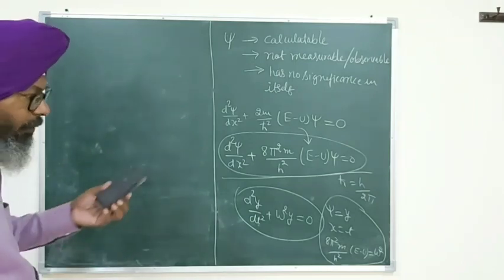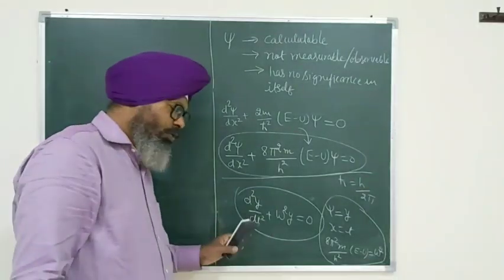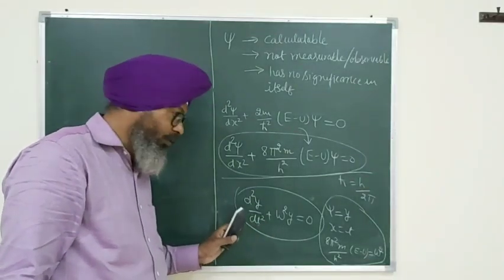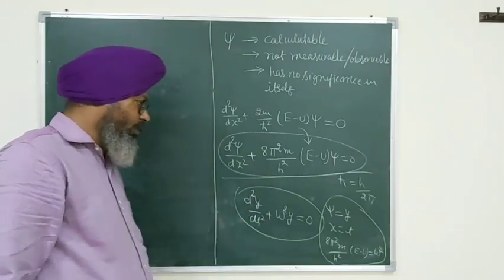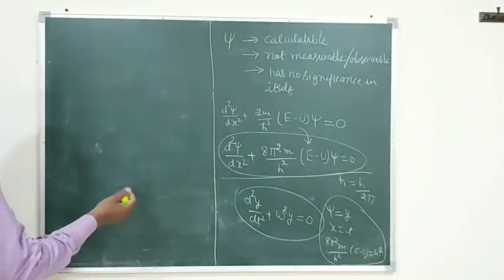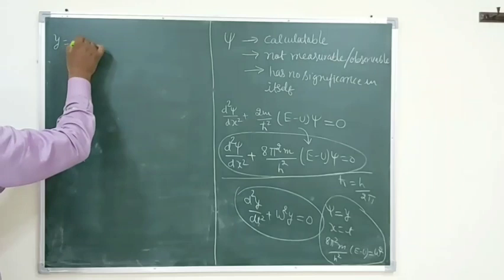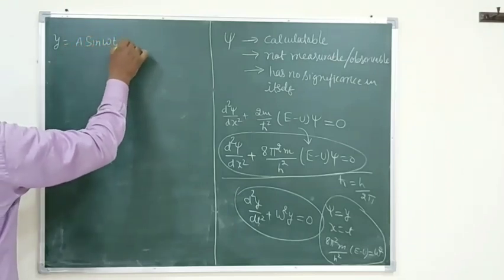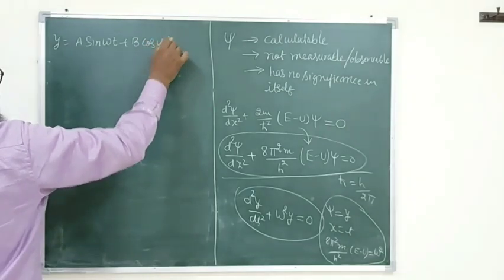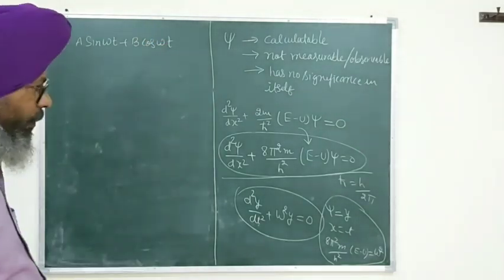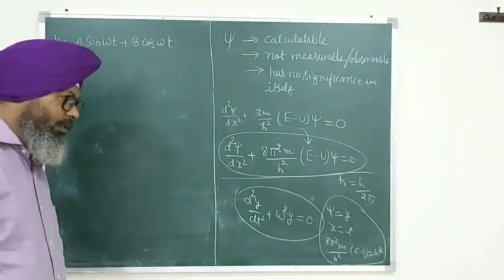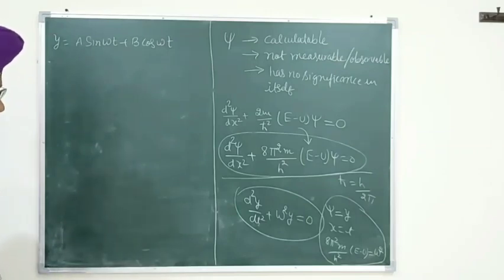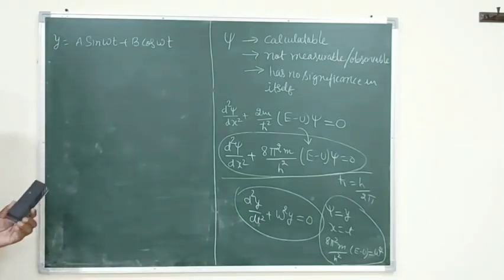Why did I write this equation? Because students at their school level have studied this simple harmonic motion equation and have already solved it. The solution was given at school level as y equals a sine omega t plus b cos omega t. If you have not solved it, it is very easy to solve. I will not go into how the simple harmonic motion equation was solved, because that is not the topic of discussion, but I am just trying to tell you that psi is calculatable. It is a mathematical function.